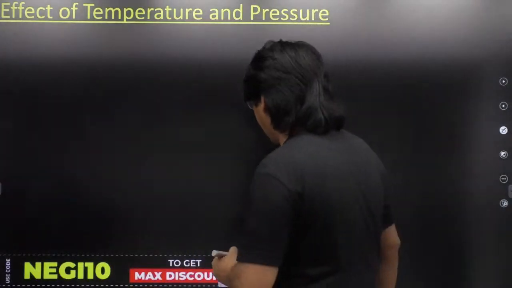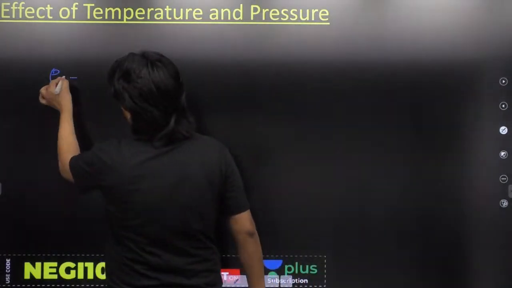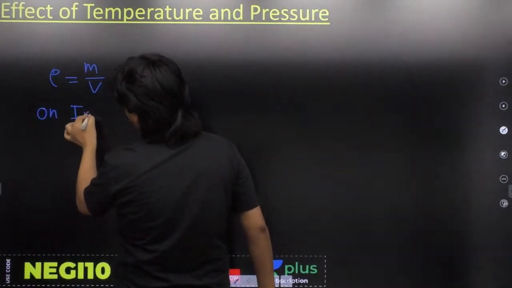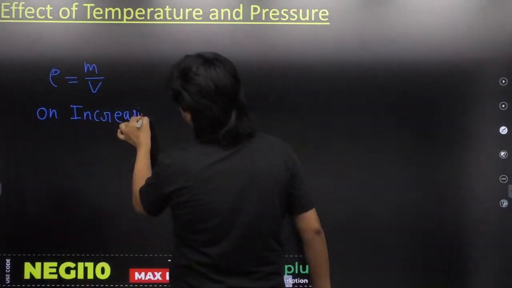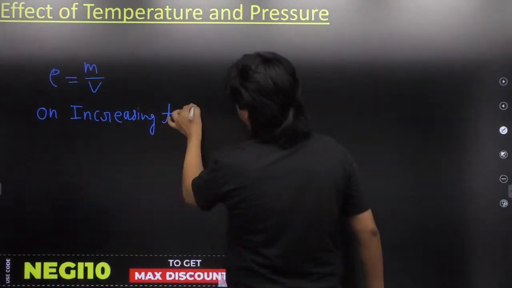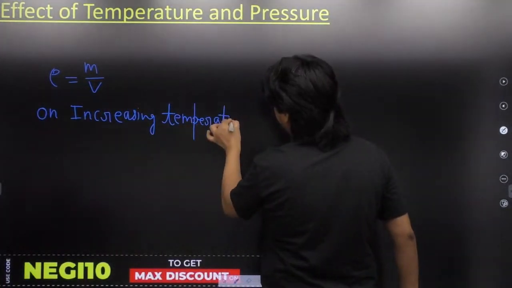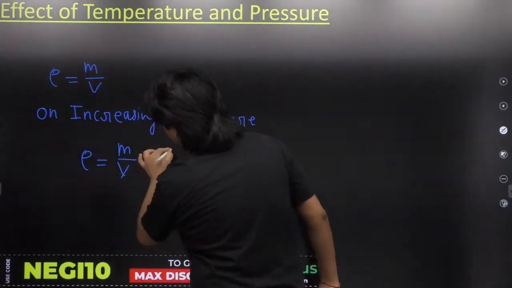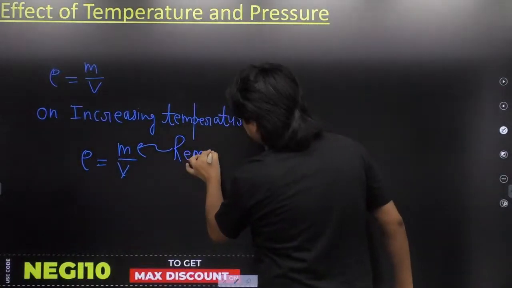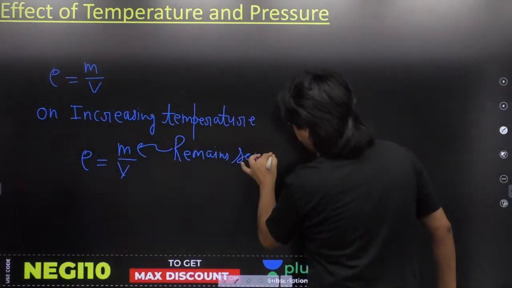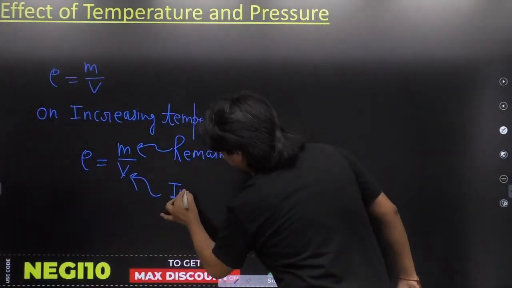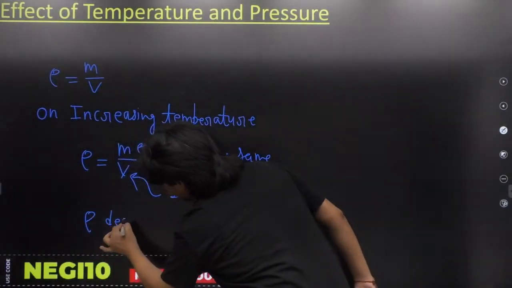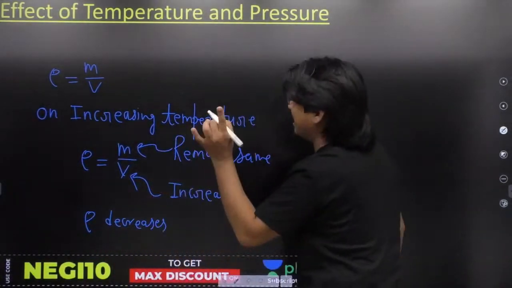Is anyone able to recollect? Look here. Density is equal to mass divided by volume. On increasing temperature, observe carefully, what will happen? Density is equal to mass upon volume. Mass remains the same. What will happen to volume if I am increasing temperature? Volume increases. Then what will happen to the density? Density decreases. This is the case if I am increasing the temperature.